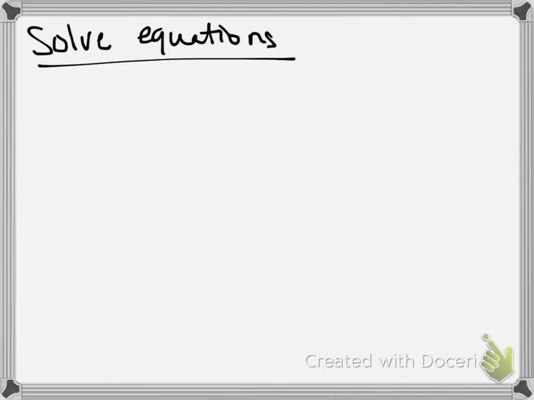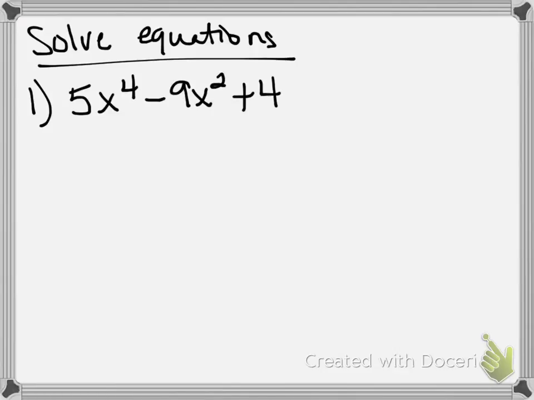Okay, so now we're going to solve the equations. So they're still quadratic in form. For solving the equations, let's say I have 5x to the fourth minus 9x squared plus 4 equals 0. So again, it's very important: we're going to substitute. So u equals x squared.